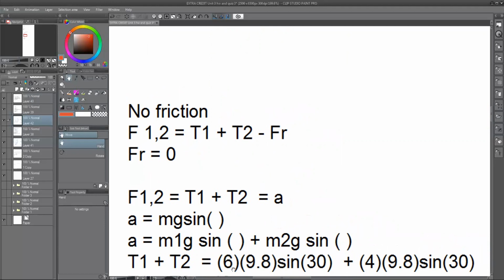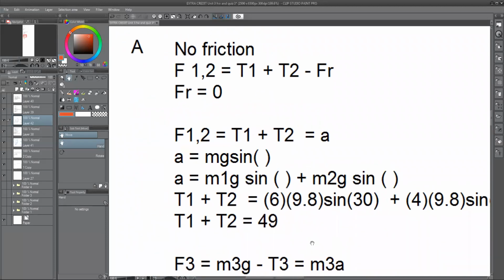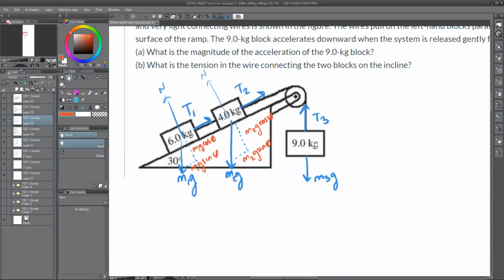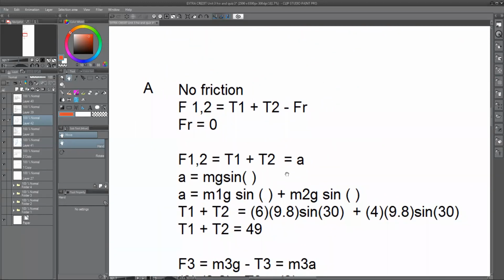We just plug in the numbers. So the weight of block 1 is 6 times gravity times sine of 30 plus weight of block 2 times sine of 30, which is equal to 49. So knowing the force of the system, we now know both of the tensions. So the force of the system on the right-hand side of this block is equal to the mass of the third block times gravity minus the tension of 3, because we know that the tension of 3 is smaller because the system is accelerating downward.